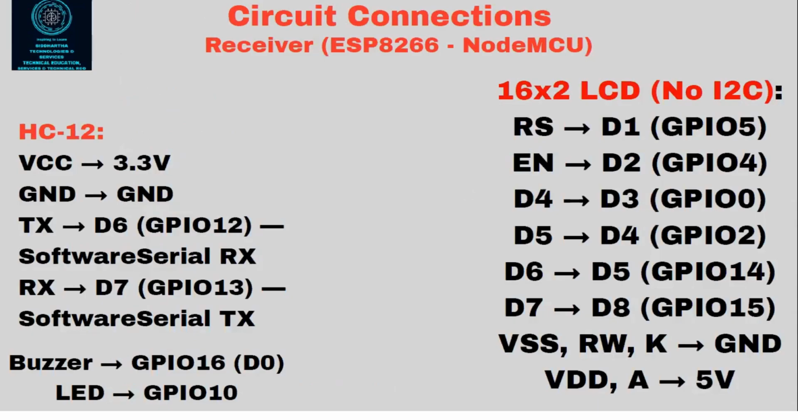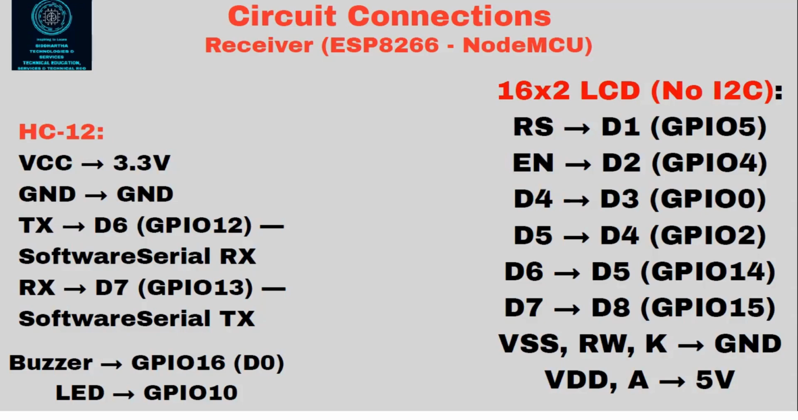What we discussed before was the transmitter side. Now we will discuss the circuit connection on the receiver side. What do we have on the receiver side? We have HC12, of course, for receiving. We also have an LCD, a buzzer and an LED. Mainly, we have the ESP8266, which we call NodeMCU. HC12 again: TX to D6 and RX to D7. The buzzer is connected to D0, and the LED is connected to GPIO 10.